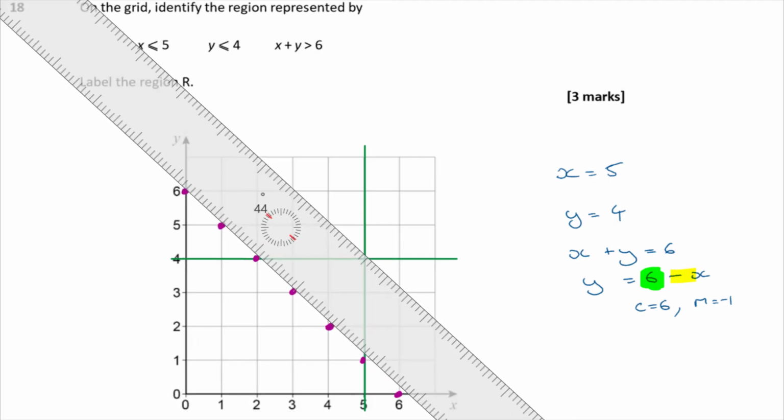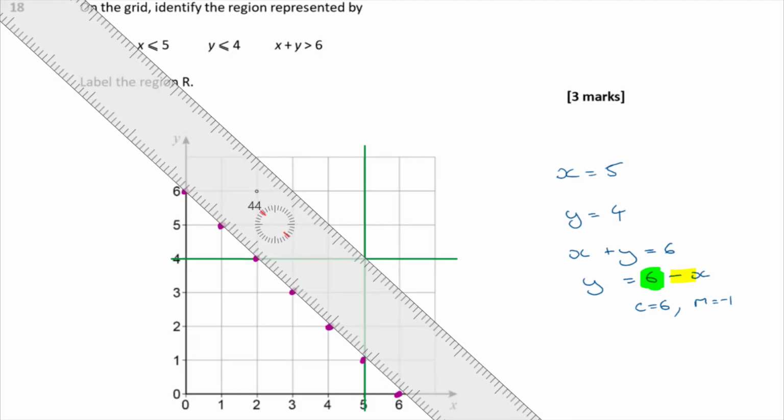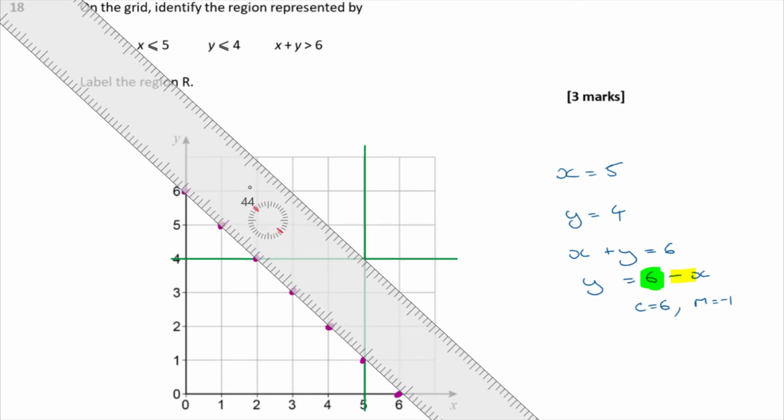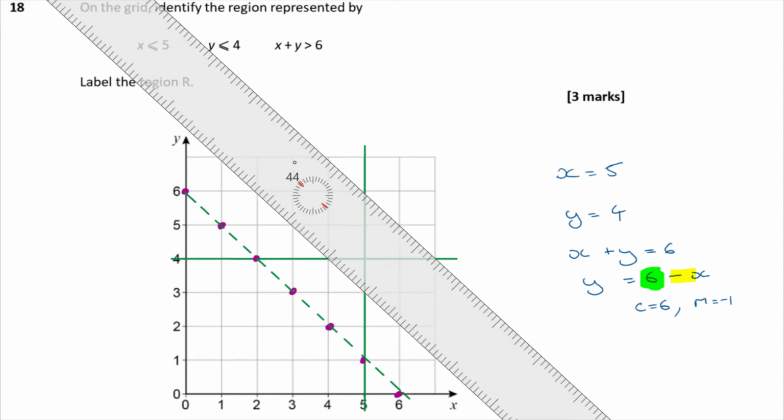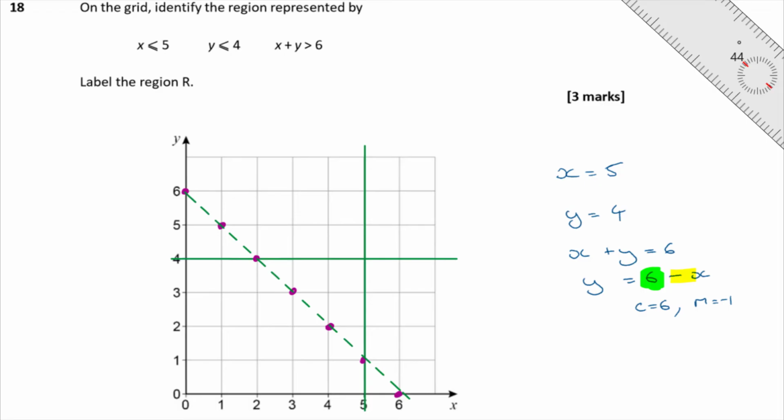Now this time x plus y is strictly greater than 6, so the line itself is not part of the region. So I need to use what we call a broken line through here, kind of a dashed line, to show that the line itself is not part of the region.